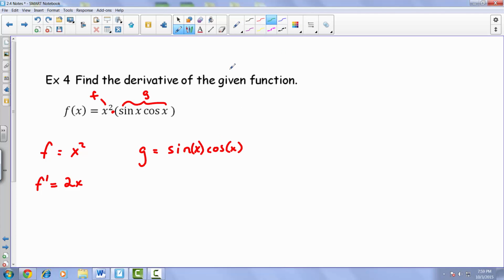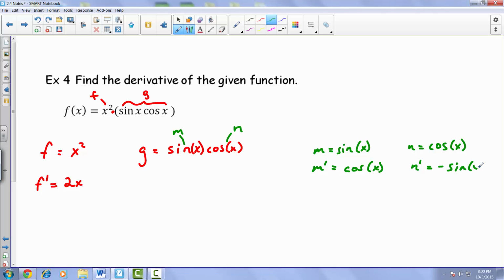So off to the side, we're going to let m be the sine of x and n be the cosine of x. So we actually have kind of like a product rule within a product rule. So then m is going to be the sine of x, and n is the cosine of x. Then the derivative of m just comes out to be the cosine of x, and the derivative of n comes out to be negative sine of x. And we've seen that from our previous notes.